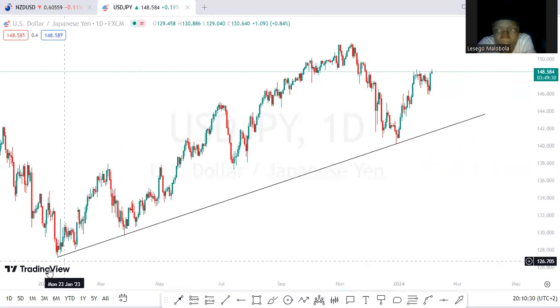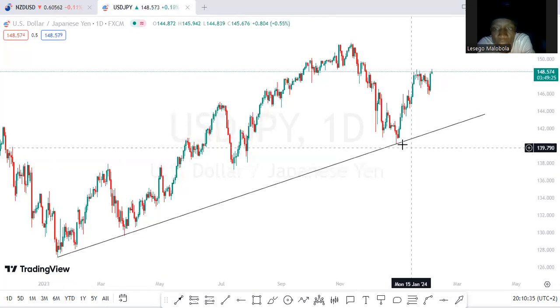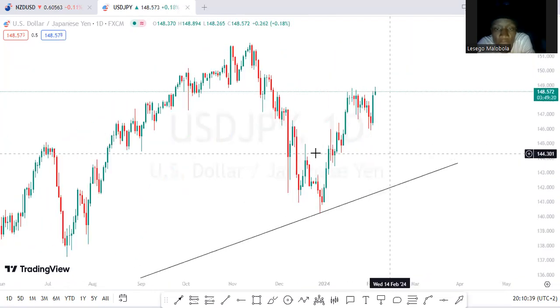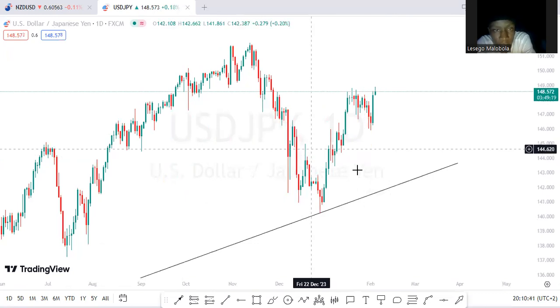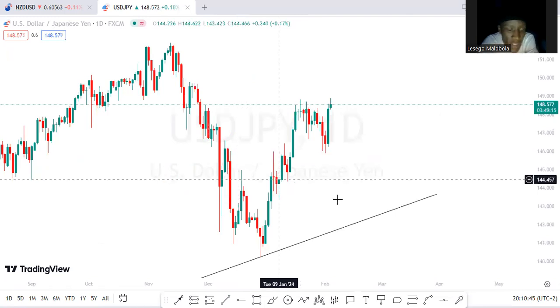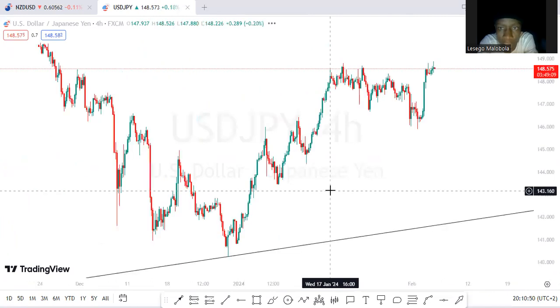Hence, we have this uptrend structure, of which we have our first touch here, second touch, and this is our third touch, right? So obviously, price is looking quite bullish from the daily time frame. There isn't really much for me to add on from the daily time frame, so I'm just gonna jump onto the 4-hour time frame and see what's going on there.